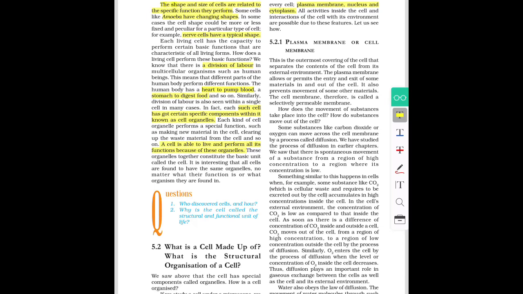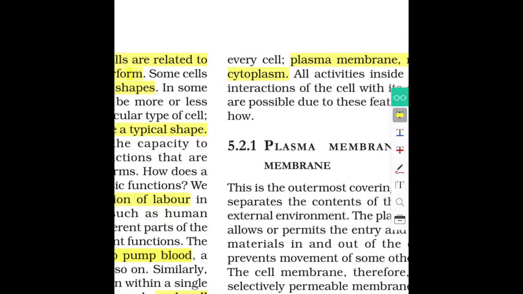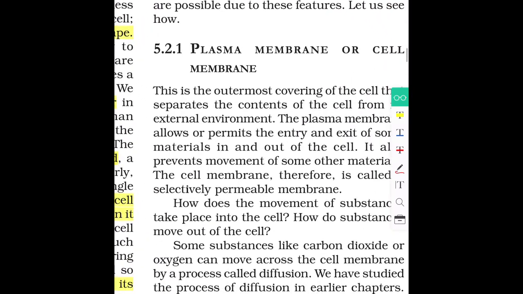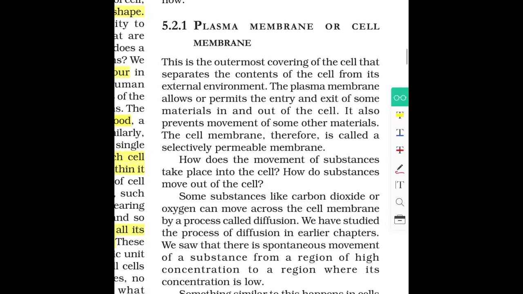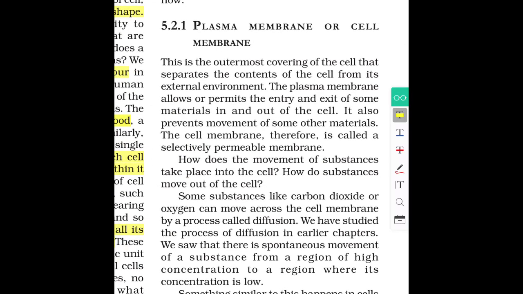Now let us see what is plasma membrane. Plasma membrane is also known as cell membrane. A membrane in biology is a term used for a boundary. Anything which is a boundary around a cell is called plasma membrane. So, it is the outermost covering of the cell that separates the content of the cell from its external environment.